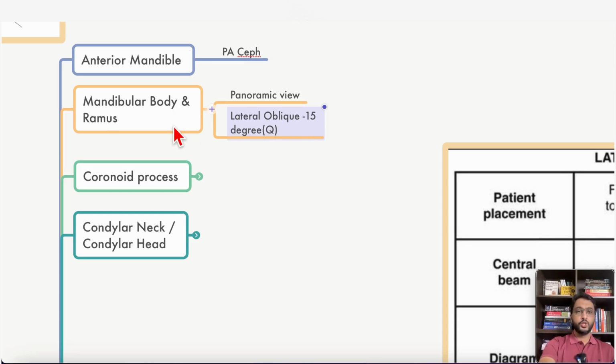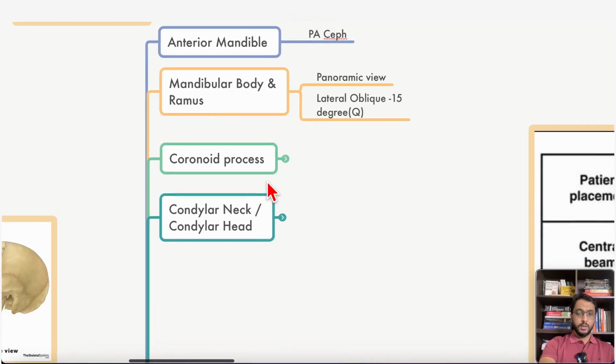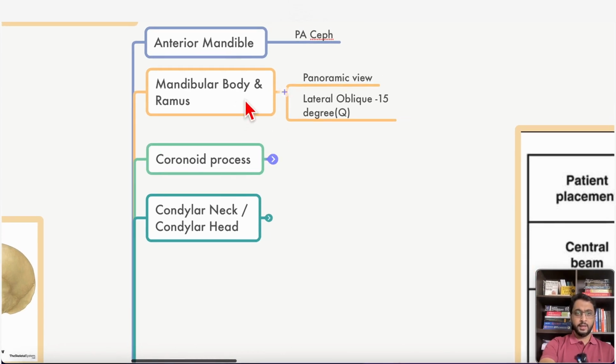Okay, to visualize the ramus and body of mandible, which technique is used? Lateral oblique 15 degree. Okay, if panoramic view is there, you can select that. If that is not there, lateral oblique. So you know that the OPG very clearly gives you mandibular body fractures. In our oral surgery departments, we use only OPG. So it's very clear, you use this.